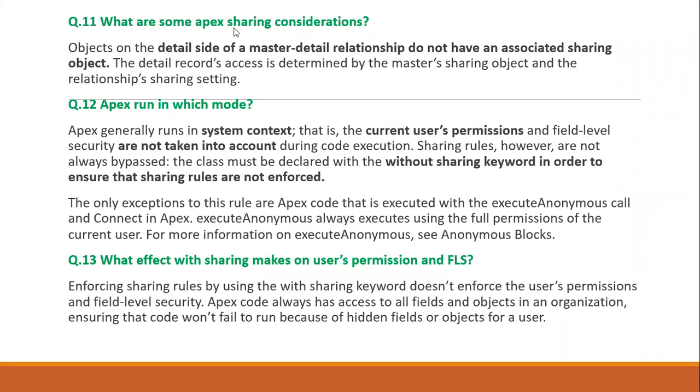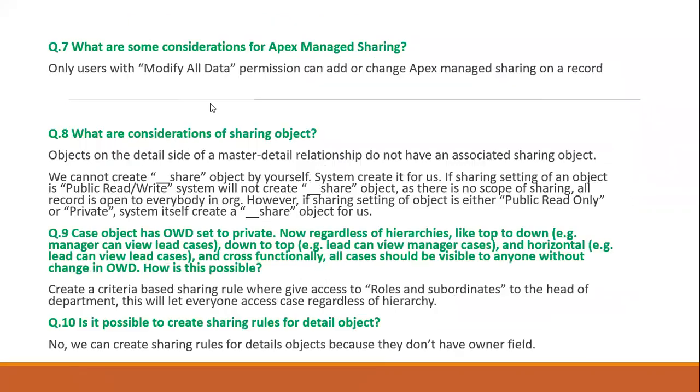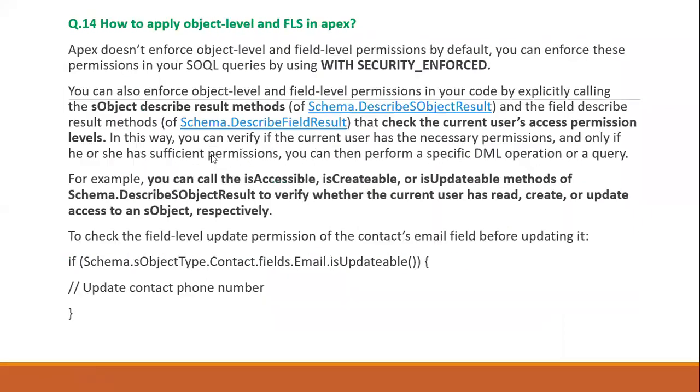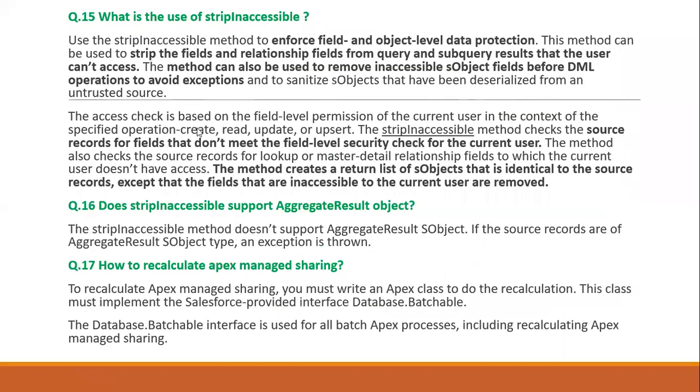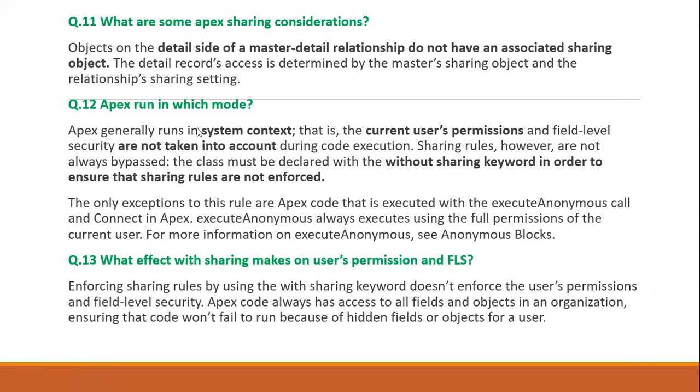What are some Apex sharing considerations? Objects on the detail side of a master-detail relationship do not have an associated sharing object. The detail record's access is determined by the master sharing object and the relationship's sharing settings.